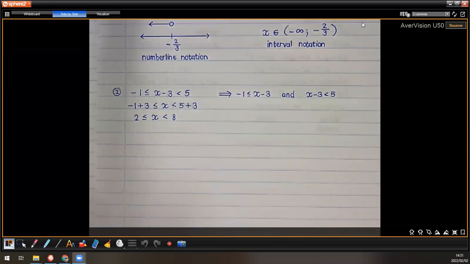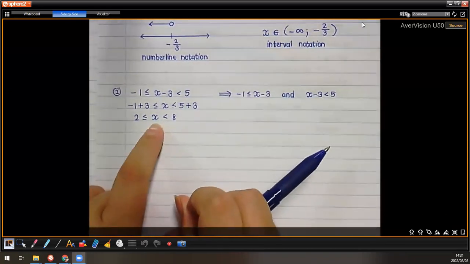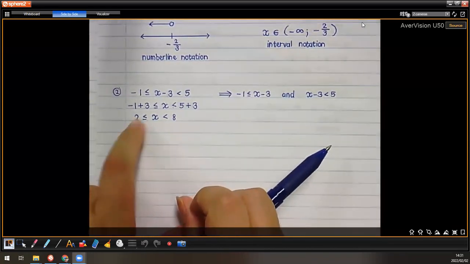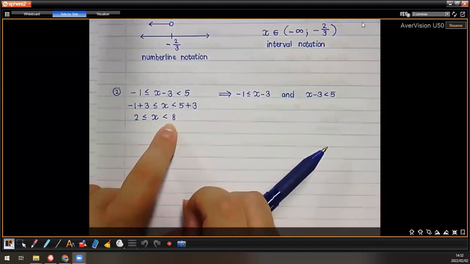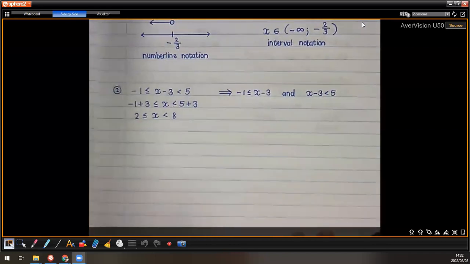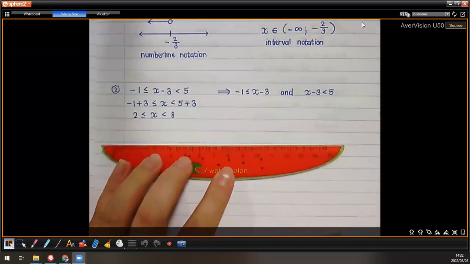So for example, 3. All right? 3 is a number that's bigger than 2, and it is smaller than 8. Can it be 9? 9 is bigger than 2, but is 9 smaller than 8? No. So it won't be. All right, so whatever x is here, it needs to be bigger than 2. It can also just be 2, but then also smaller than 8 at the same time.